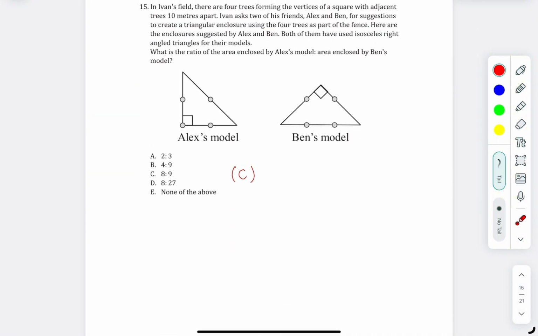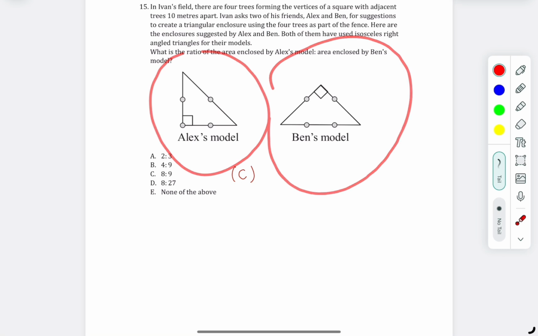Okay, for 15, in Ivan's field, there are 4 trees forming the vertices of a square, with adjacent trees 10 meters apart. Ivan asked 2 of his friends, Alex and Ben, for suggestions to create a triangle enclosed using the 4 trees as a part of the fence. As you can see here, this is Alex's model and this is Ben's model.